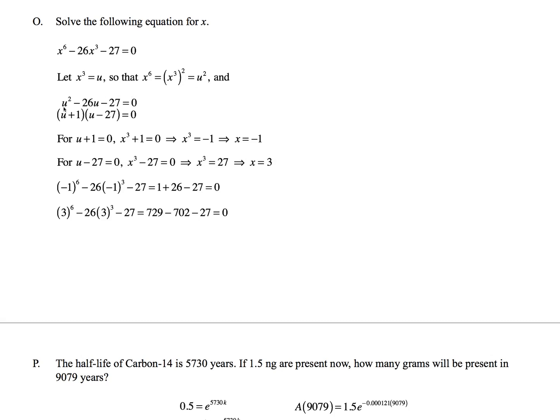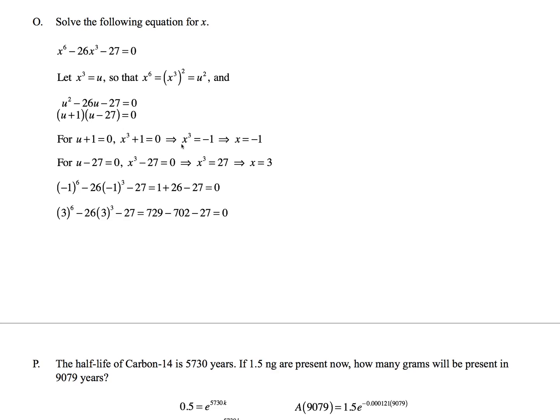So I substitute that in, and I have u squared minus 26u minus 27, which is easily factorable. The factors are u plus 1 and u minus 27. Then I substitute back the x cubed for that u. So this is x cubed plus 1. Subtract 1 from both sides. X cubed is equal to negative 1. And then if you take the cube root of both sides, the cube root of x cubed is x. The cube root of negative 1 is negative 1, because negative 1 cubed is negative 1.